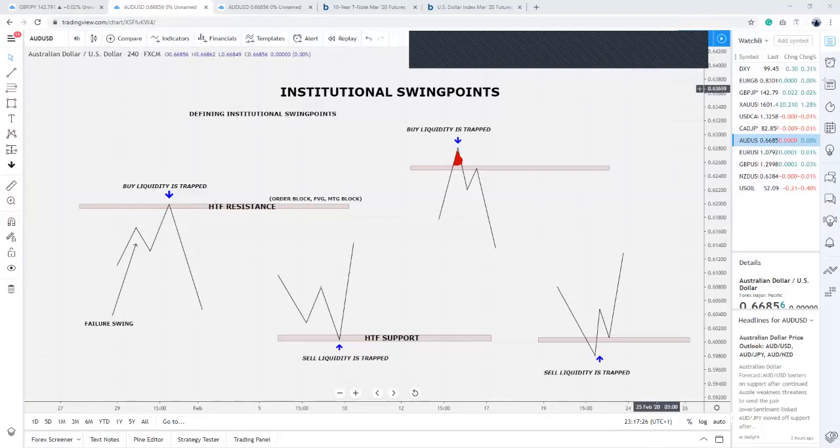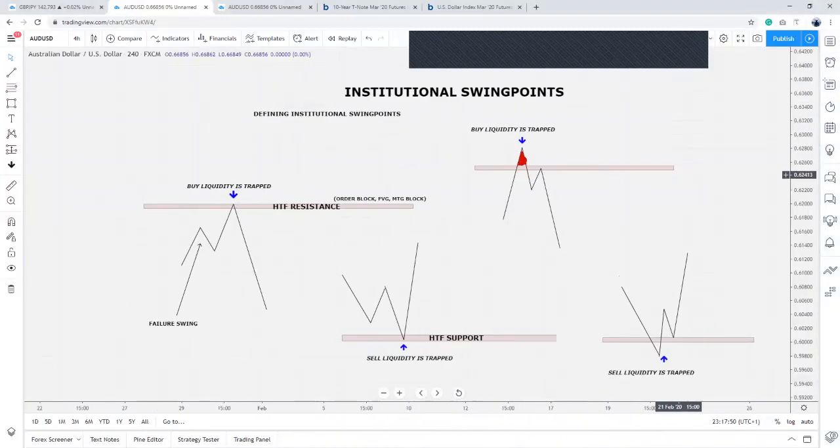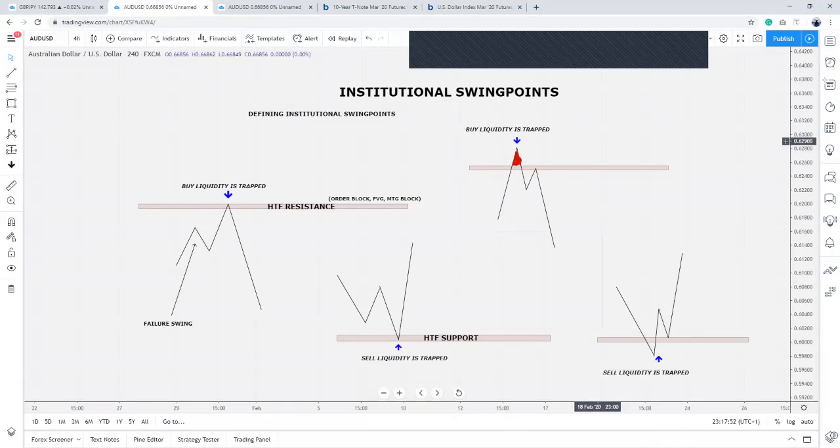Today I'm going to cover the third part of our series, and today's focus is institutional swing points. I'm going to make this quick and direct, so we can get to more topics regarding institutional trading. Let me quickly remove this, and we're good to go.